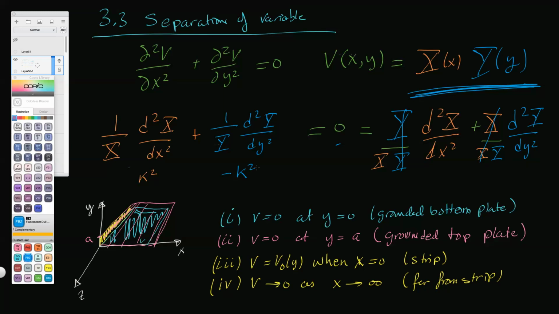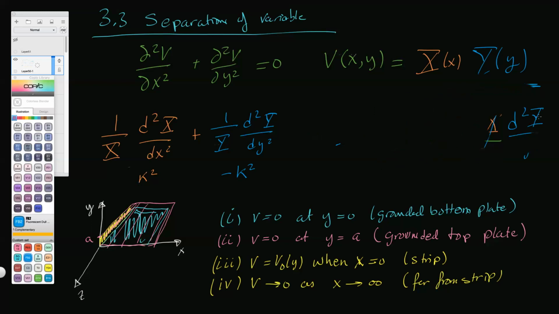But they have to be constants because there's no way that if one is varying with x, the other side would not have to change by the exact same amount, or by the negative of that amount, right? All right, so this gives us two equations now. We have d squared capital X dx squared equals k squared capital X.